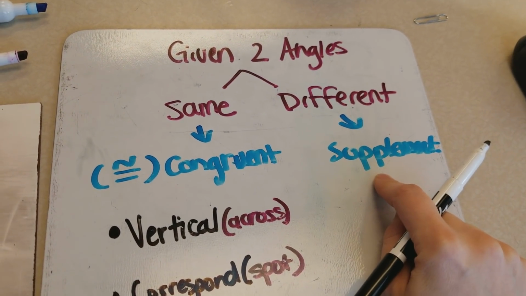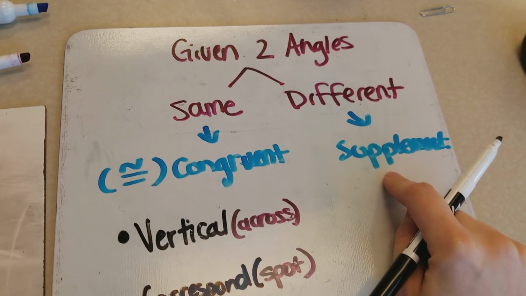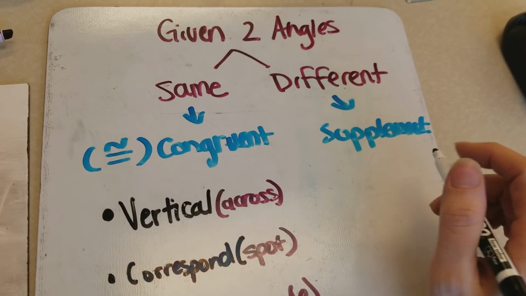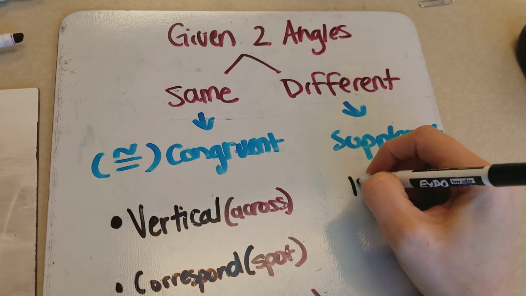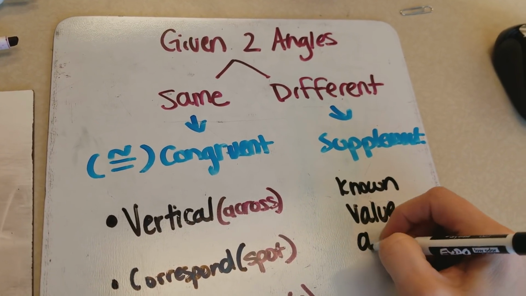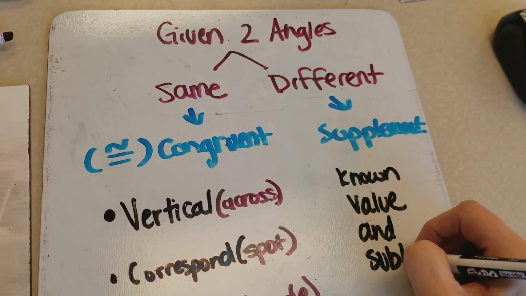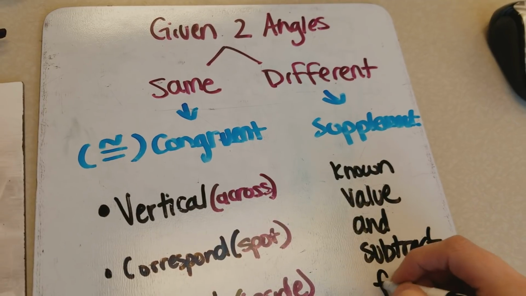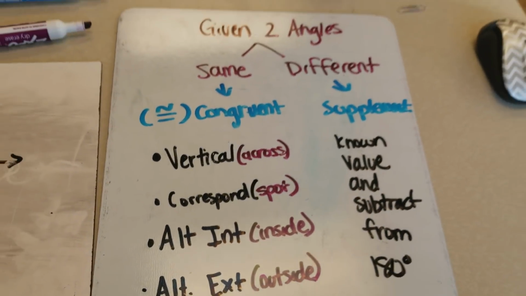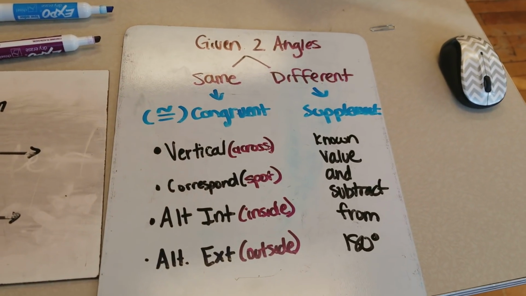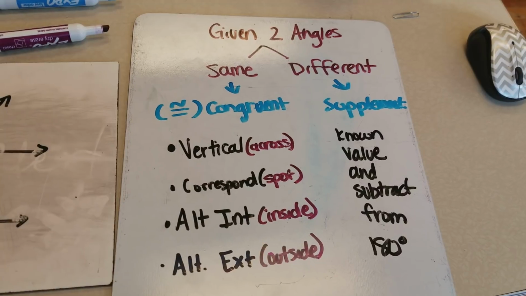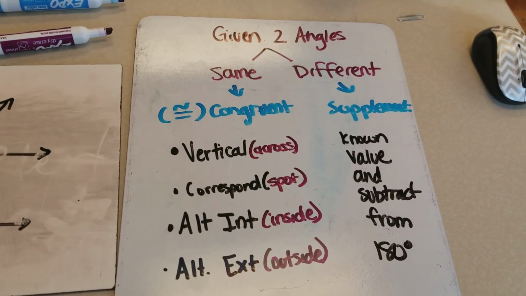And that might be enough for you to write is just supplementary, but a lot of the times what happens with supplementary is they want you to tell what the other angle is. So you're going to take the known value and subtract from 180 degrees. There's something similar to this posted on Google Classroom. It's the last slide of the notes if you did not get it copied.